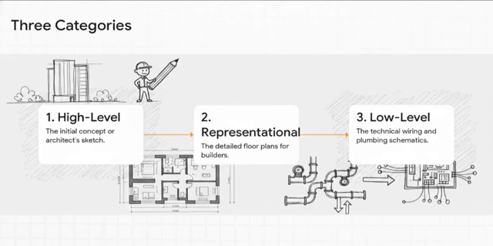So you've got your high-level models. That's like the first concept sketch from the architect. Then you have representational models, which are more like the detailed floor plans the construction crew actually builds from. And finally, you get to the low-level models. Think of these as the super technical schematics for the electrical wiring and plumbing.